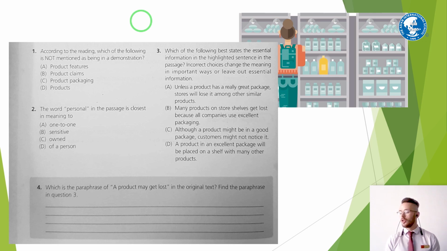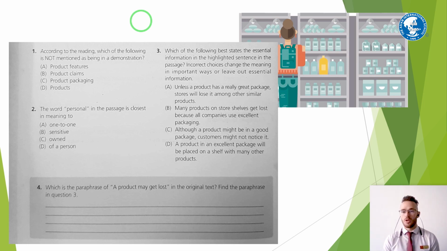Question number two, the word "personal" in the passage is closest in meaning to one-to-one or one-on-one. Okay? We have lessons in school classes where you have a whole group of people, a whole class of students. If you do private lessons, you might do personal lessons. These would be one-to-one with a tutor.